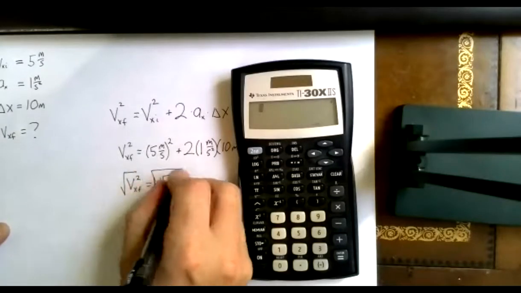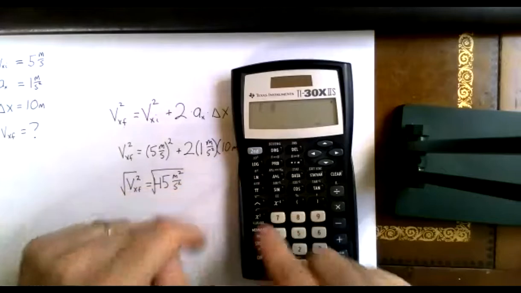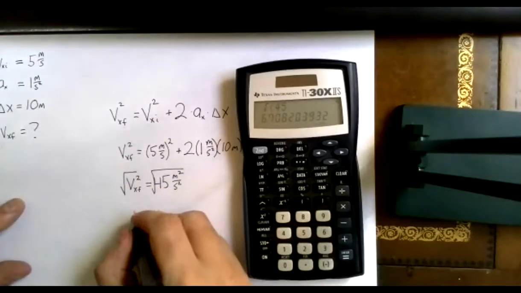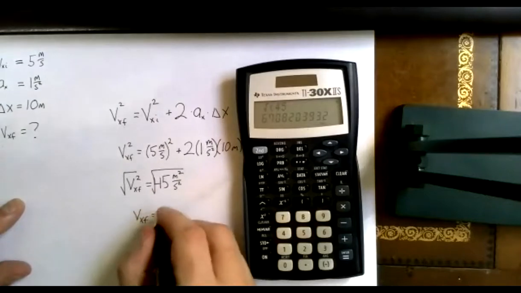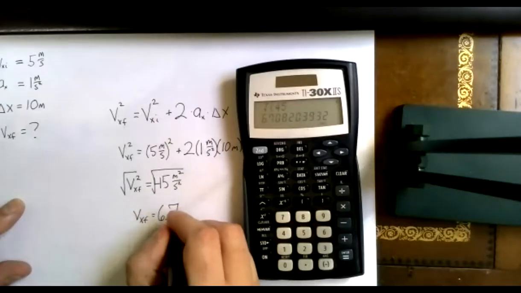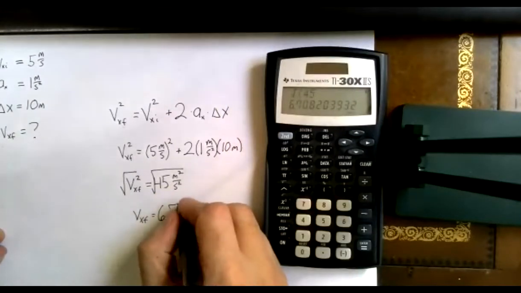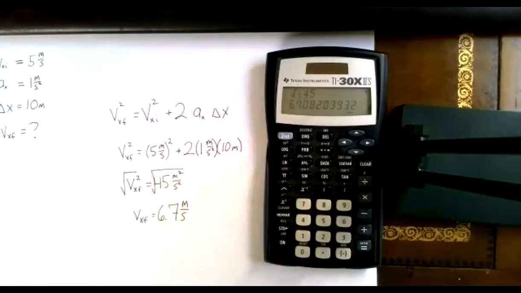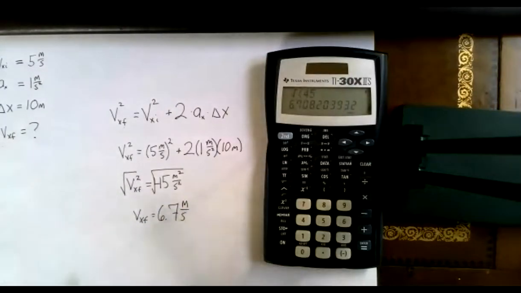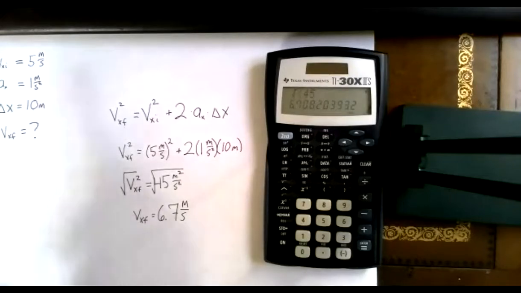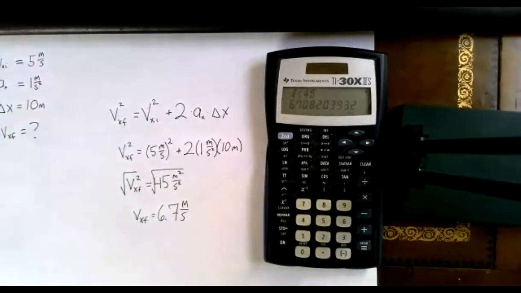And if I take the square root of 45 on the calculator, 6.7. So what I end up with is the final velocity equals 6.7. And the unit now, since I've taken the square root, is just meters over seconds. Right, and meters per second, that's the unit for velocity, so that makes sense. It looks like we did it right there. And if we started at 5 meters per second and we only accelerated a pretty small amount, ending up at 6.7 meters per second seems pretty reasonable.